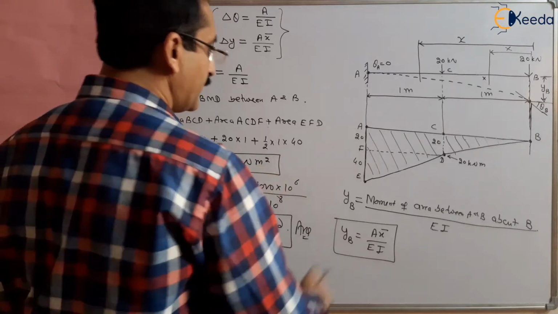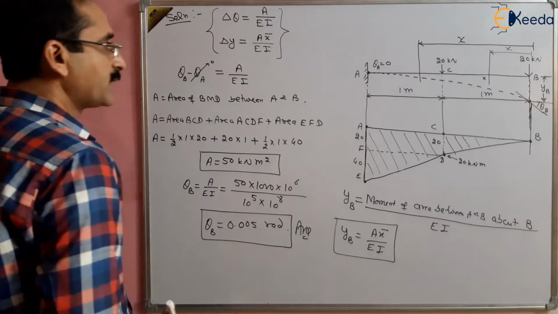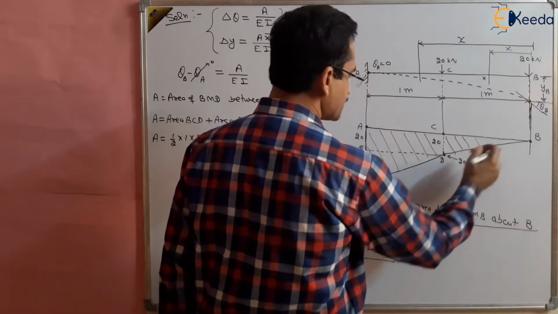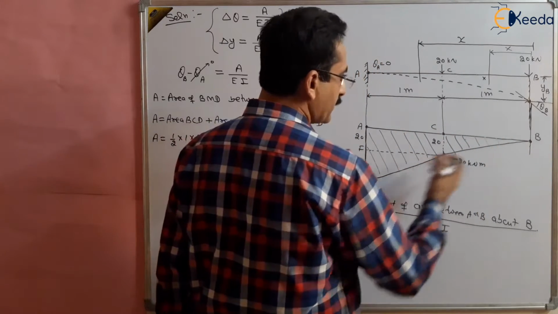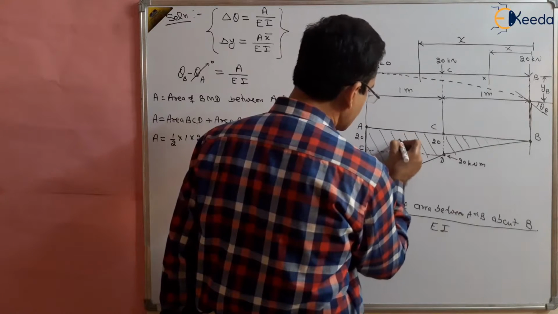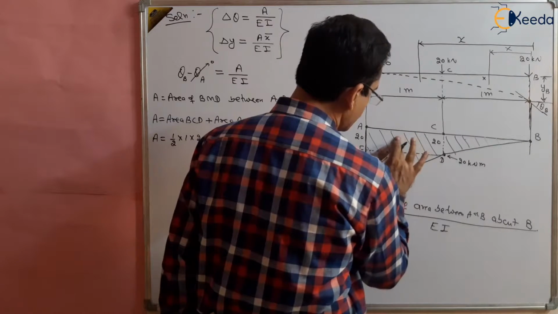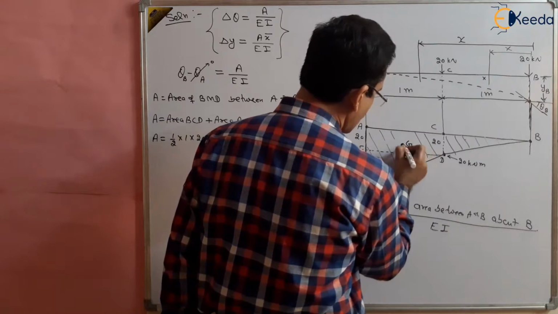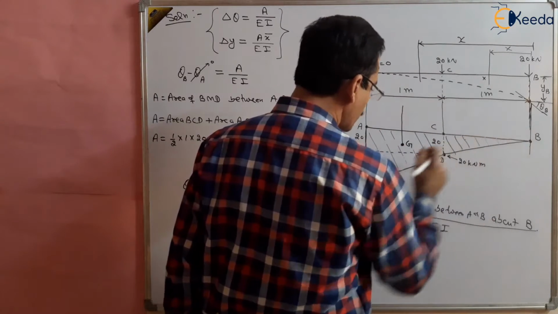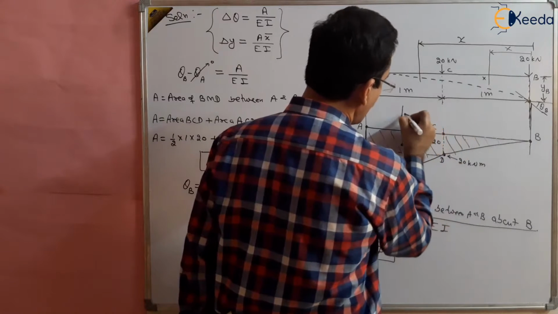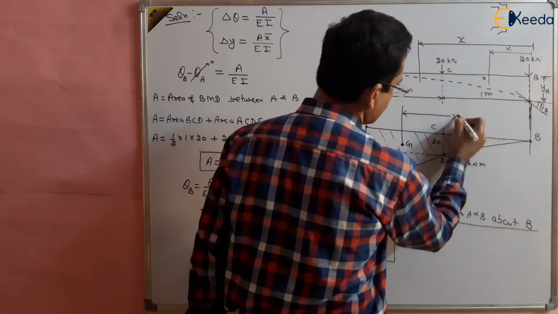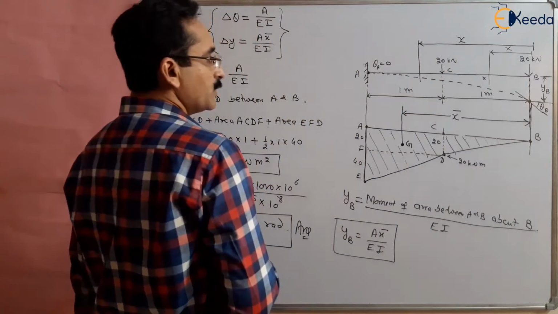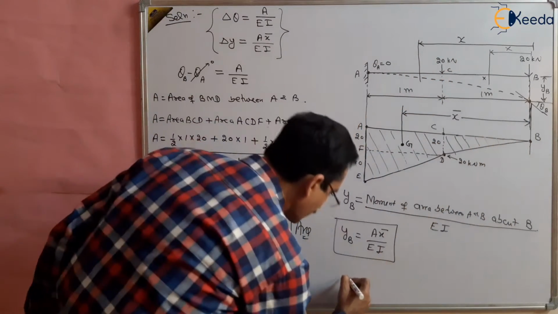Now how to find out A X bar, right? For that we have to select a point where the total center of gravity will be. X bar is the centroid distance from B. There may be some point here, G point, the centroid of this whole area about the free end. This is X bar, right?